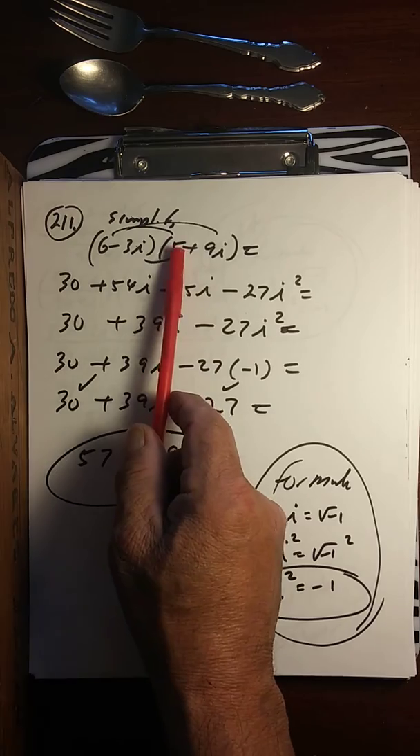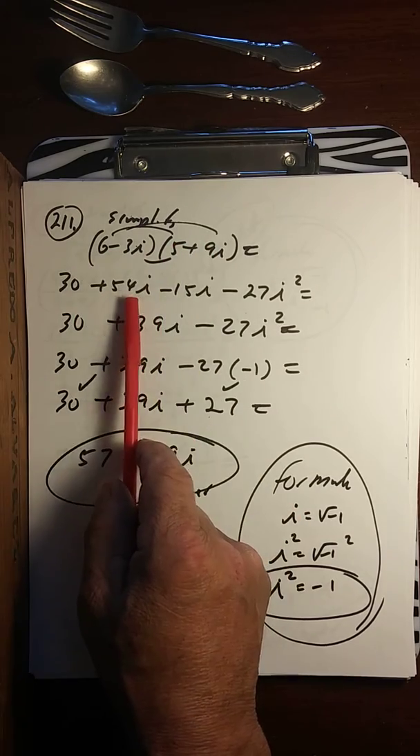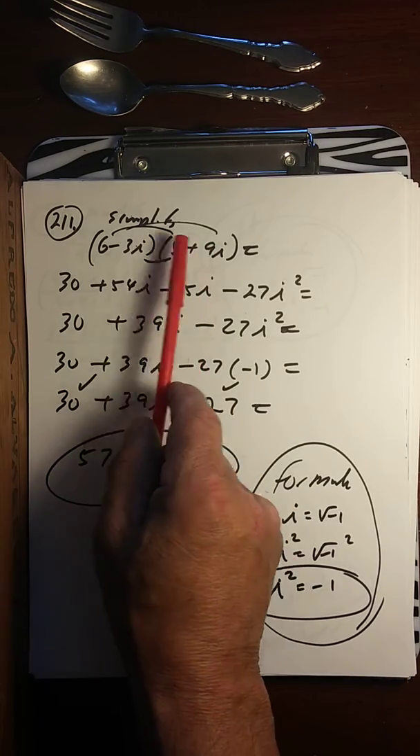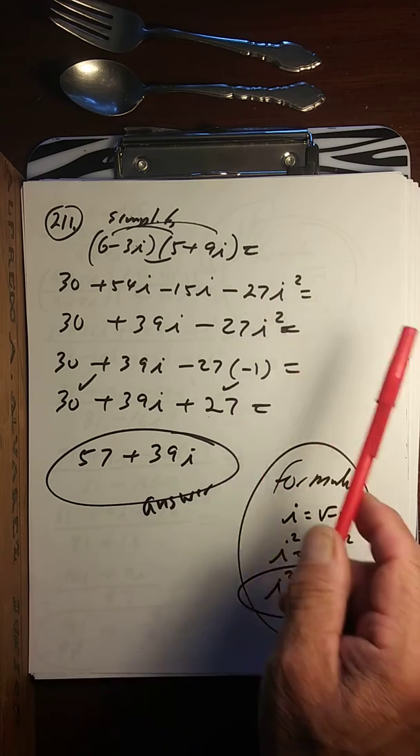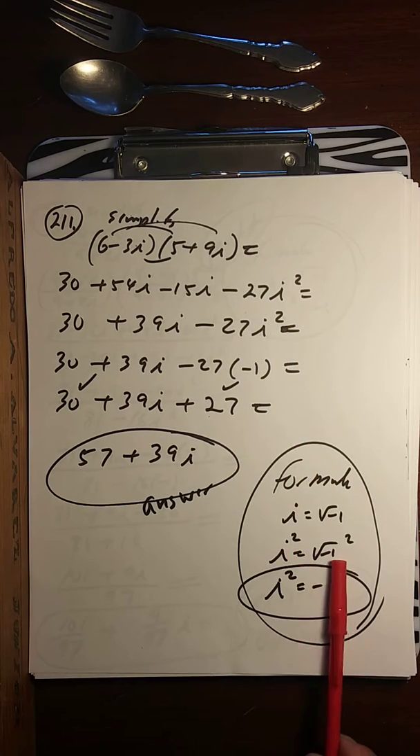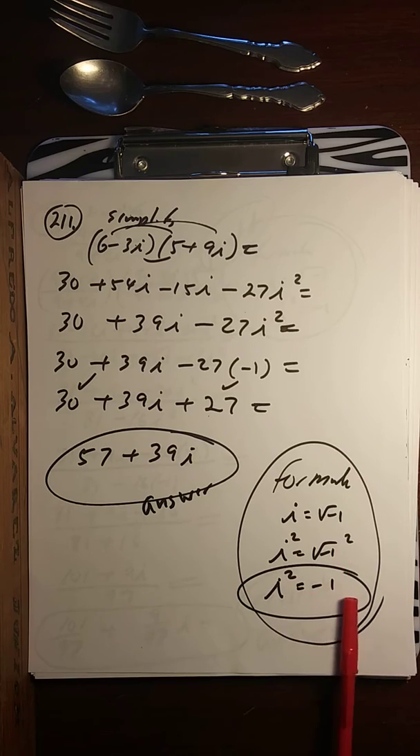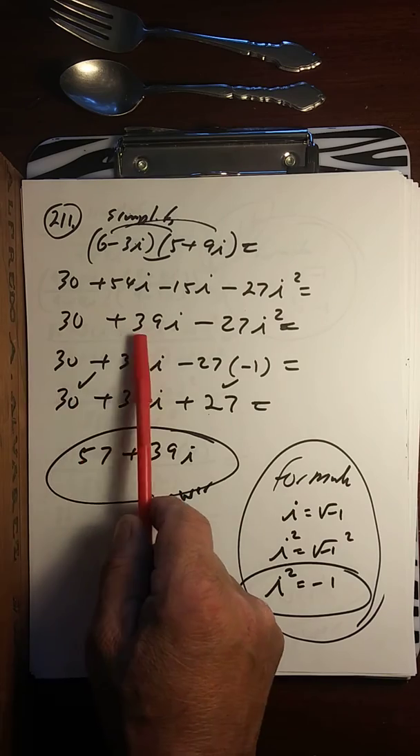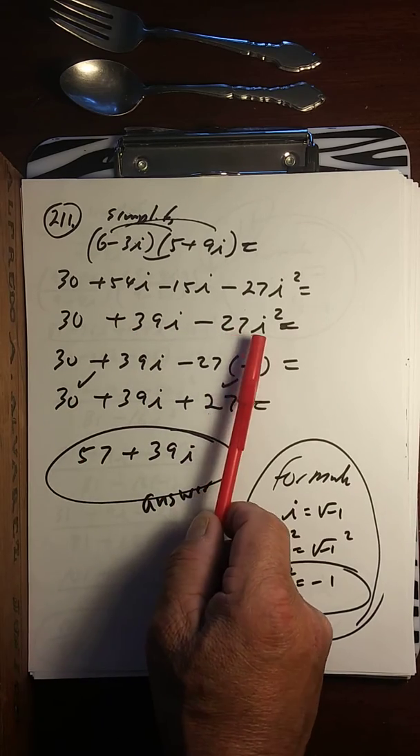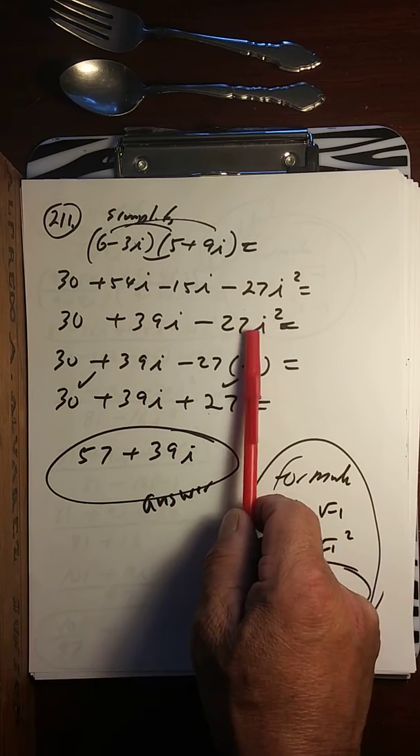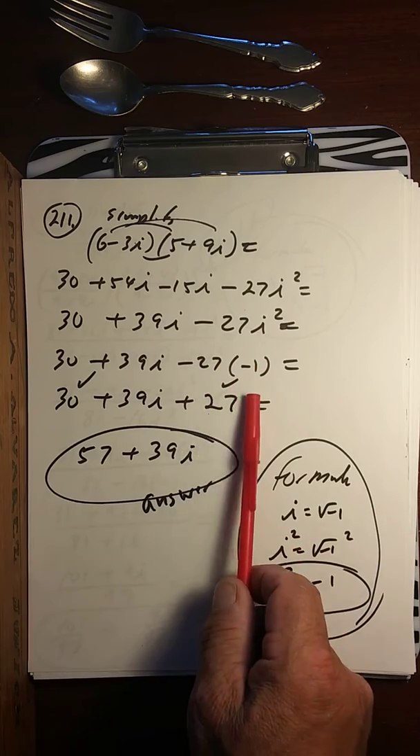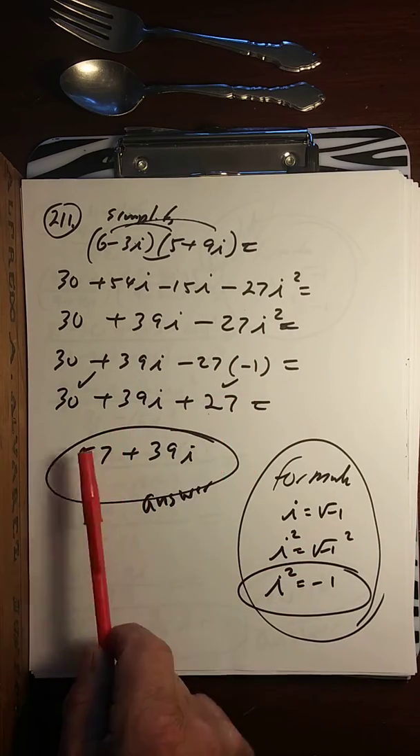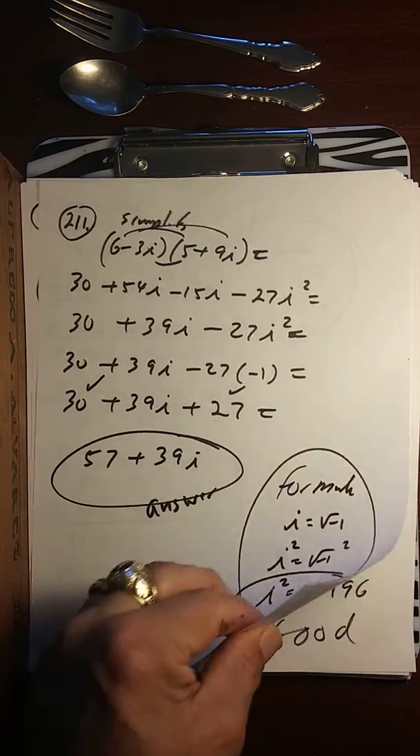Multiply. 6 times that is 30. That times that is 54i. That times that is negative 15. That times that is negative 27i squared. i squared is defined to be the square of this. So i squared equals what? Negative 1. We're going to use this right here. So put this together. We have 30 plus 39i minus 27i squared. So this right here, 27i squared, is going to be negative 1 times that. It's going to be 27. So we have this and this, 57 plus 39i.